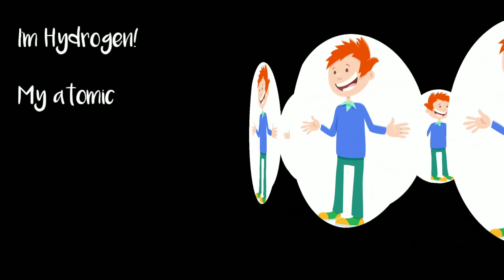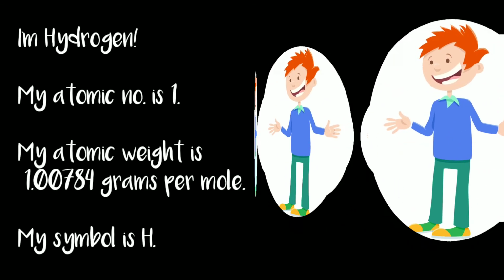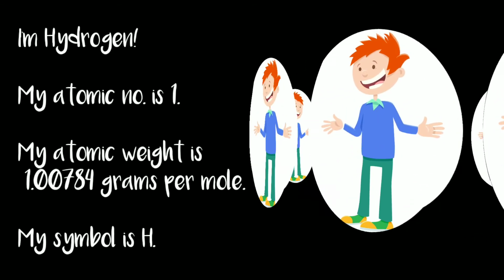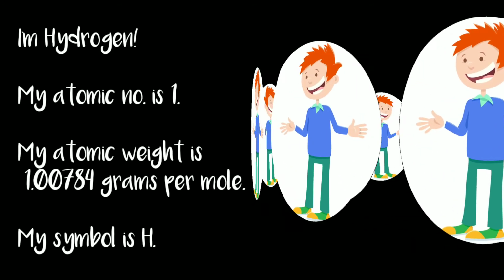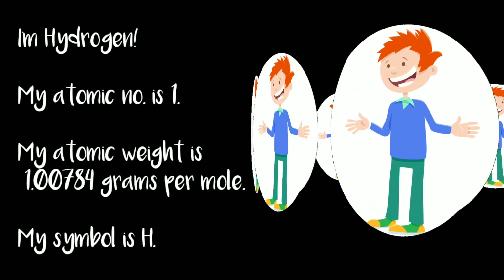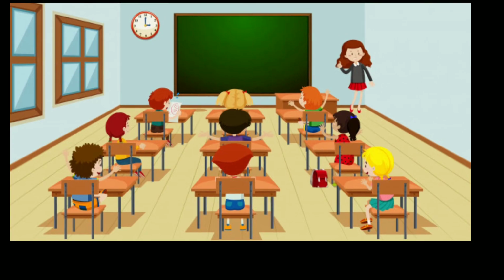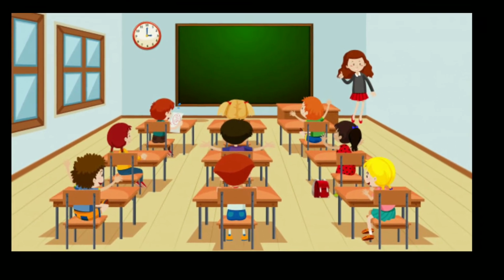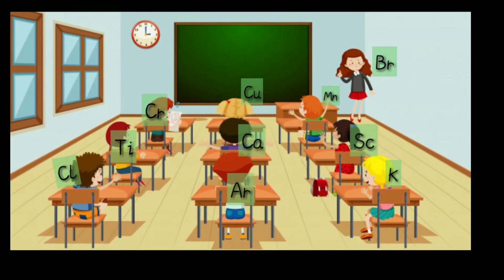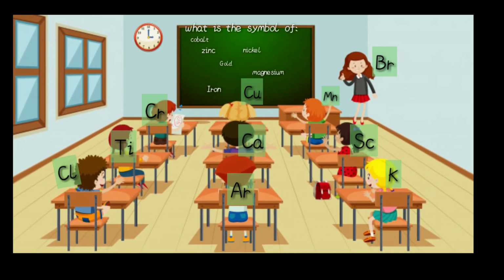For example, I'm hydrogen. My atomic number is 1. My atomic weight is 1.00784 grams per mole. My symbol is H. Then, he or she will proceed to answer the question. This process will be continued until they consume all the elements in the periodic table.